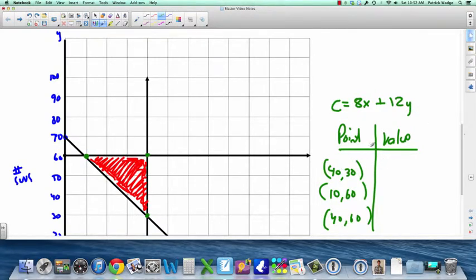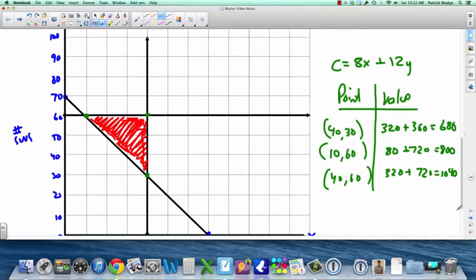So for the first one, c equals 8 times 40, which is 320, plus 12 times 30, which is 360, which equals 680 total. Next one, 8 times 10 is 80. 12 times 60 is 720. If you add those together, you get 800. And the last one, 8 times 40 is 320. 12 times 60 is 720. If you add those together, you get 1040.